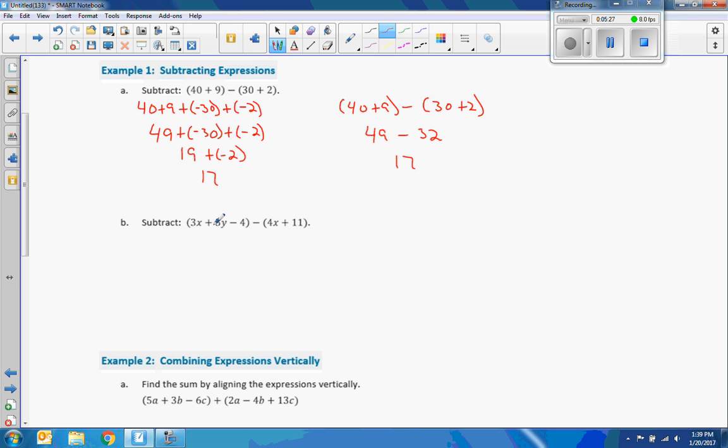Okay, subtract 3x plus 5y minus 4 minus 4x plus 11. We're going to do it this way first. So I'm just simply going to say 3x plus a 5y plus, it's a y not a 4, plus a negative 4. Careful with this minus. It's plus a negative 4x plus a negative 11.